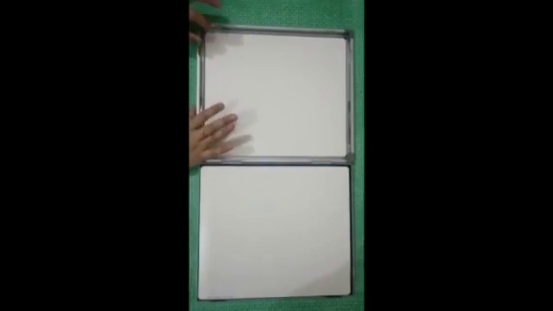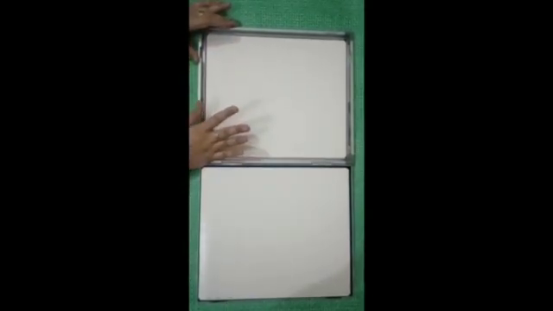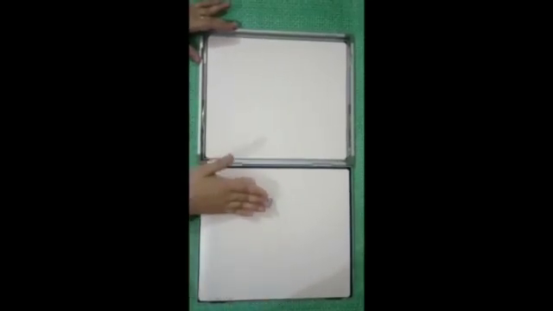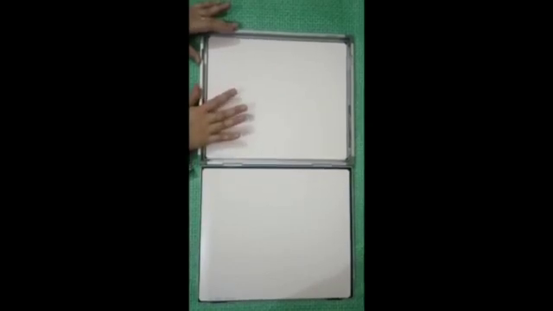There are two intensifying screens inside the cassette. This is the front intensifying screen and this is the back intensifying screen. In between these two intensifying screens, the film is placed.